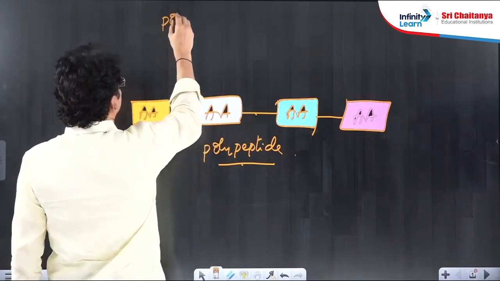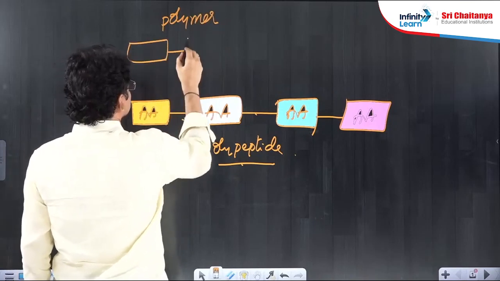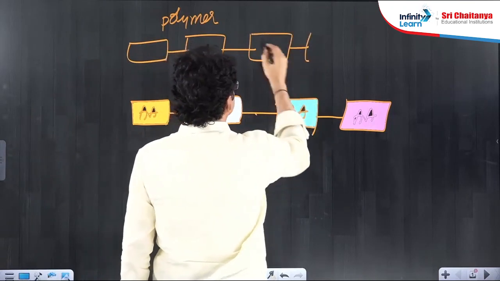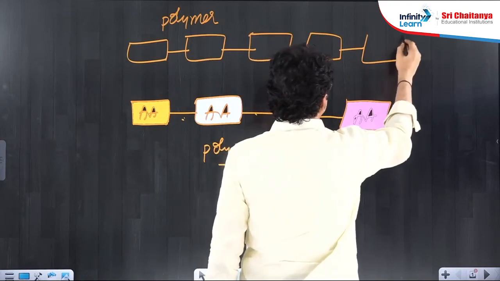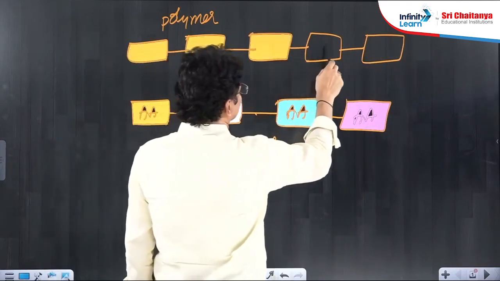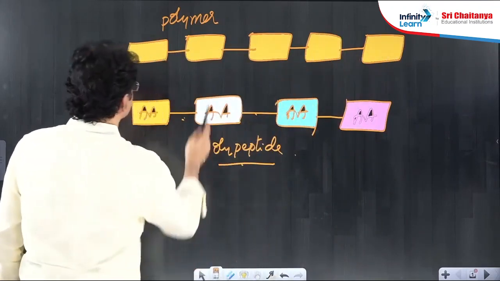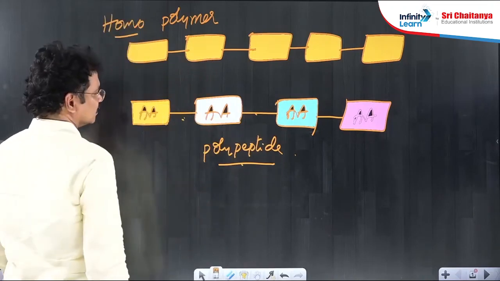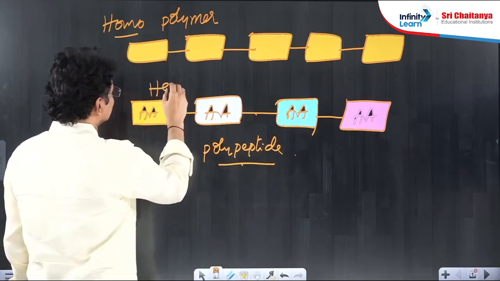If any kind of polymer is made up of the same kind of structural units, these are the building blocks of the polymer. If all these units are similar or the same kind, the second block, third block, fourth block, all blocks are uniform, then such types of polymers are called homopolymers. If the building blocks are of more than one kind, these are called heteropolymers.